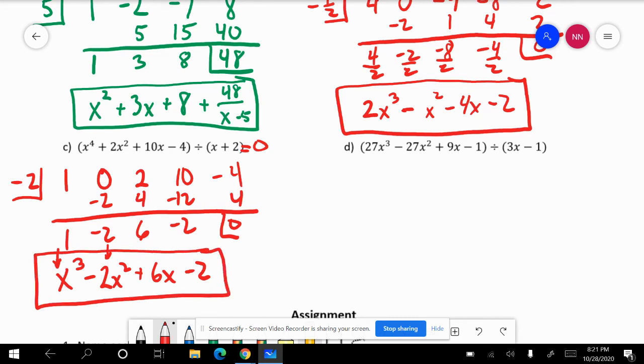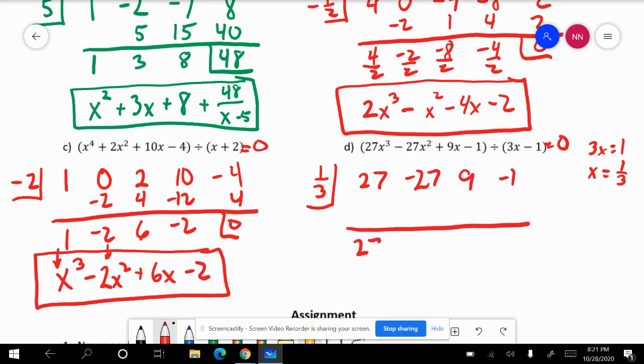Now, if we're looking at letter D, we have 27, we have negative 27, we have 9, we have negative 1. Remember, we're trying to figure out what gives us a 0. We add the 1, divide by 3, so it's 1/3.